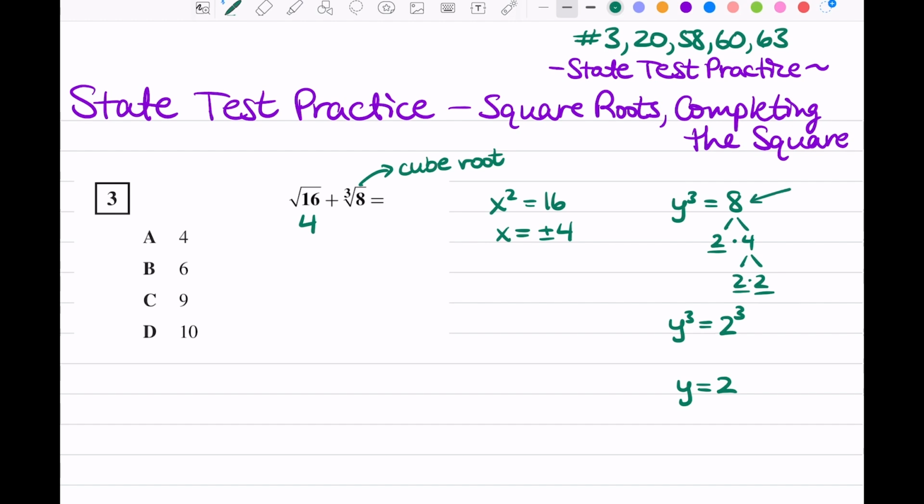So factoring our 8 helped us find what number cubed equaled 8. So we can say that the cube root of 8 is 2. And 4 plus 2 equals 6. Looking at our answer choices, that's option B.